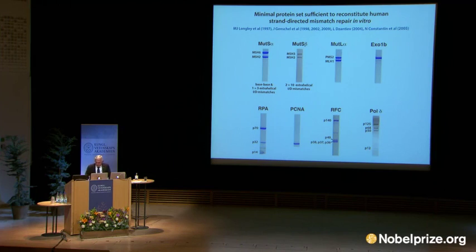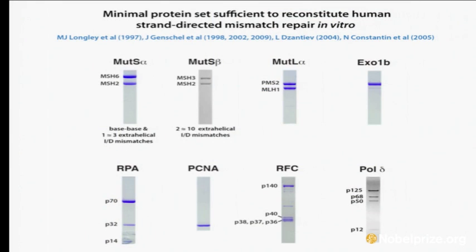So I want to devote the remaining minutes to telling you what we've learned about how human mismatch repair works. The 8 proteins shown here are sufficient to reconstitute a minimal system that supports bidirectional human mismatch repair in a purified system. And I want to tell you about 2 strand-directed reactions that we've identified that are supported by subsets of these proteins.